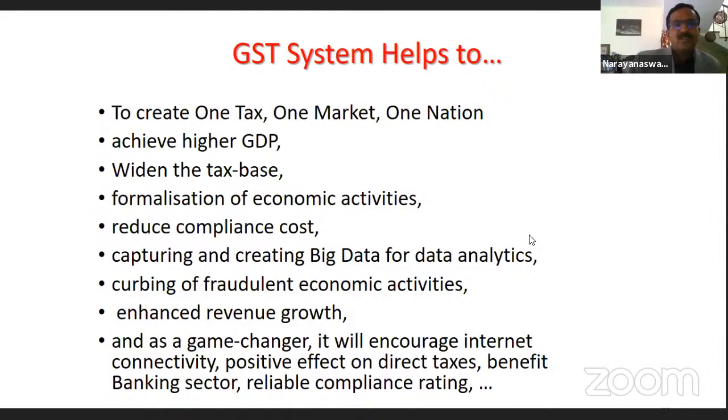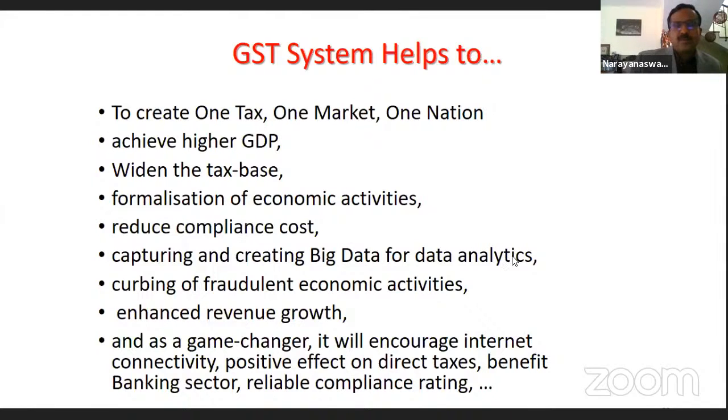Certainly GST, once it is stabilized, is going to help us increase the GDP, and it will help us widen the tax base. In fact, once the tax base is widened, probably even the income tax rates may come down, and it formalizes most of the economic activities, and it reduces the compliance cost. It helps in capturing and creating big data for analytics.